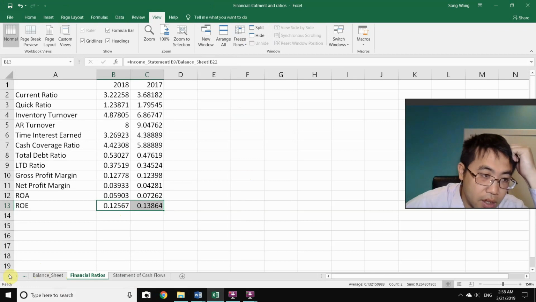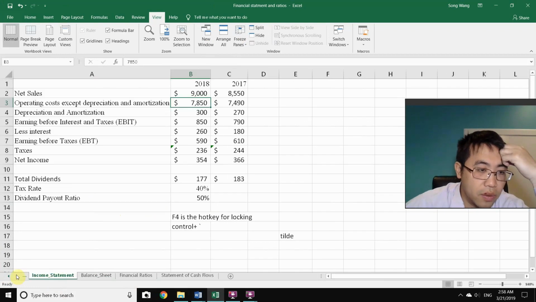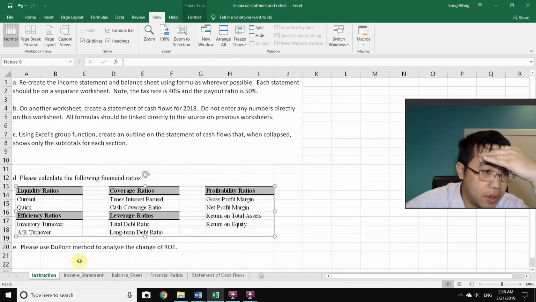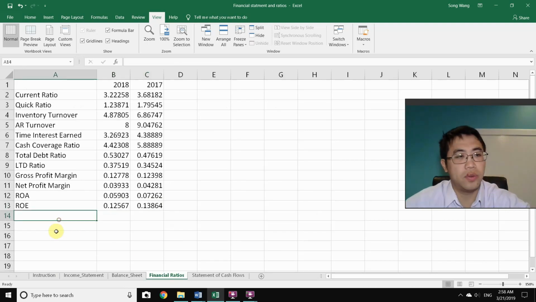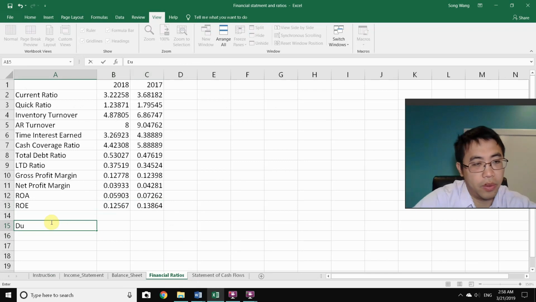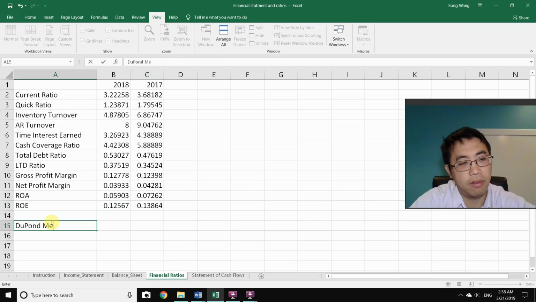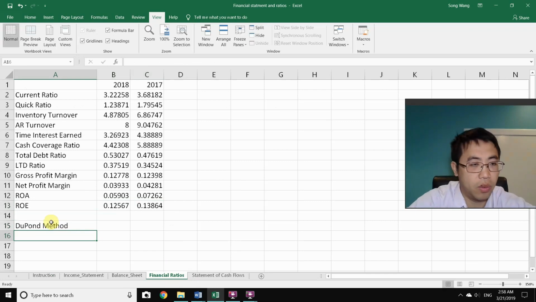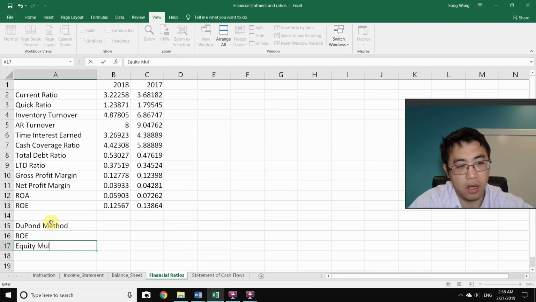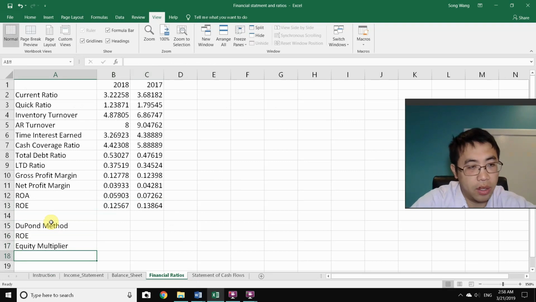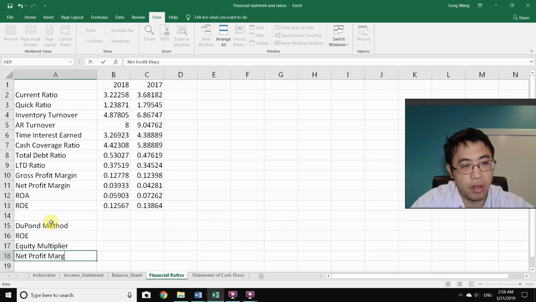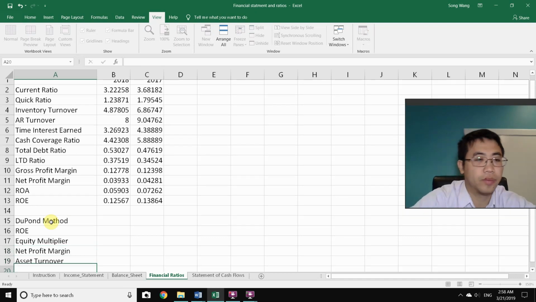And if you look at the instruction, it also asks you to do a DuPont method and analyze the change of ROE. So what you need to do here is put a DuPont method, the name for it, and then you will need to get the ROE. The thing is, the ROE is made up of 3 components. That is equity multiplier, net profit margin, and also assets turnover ratio.